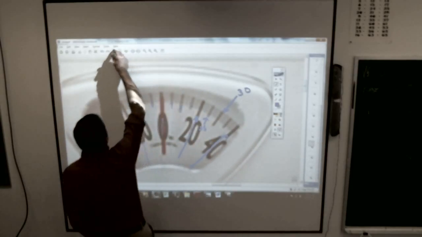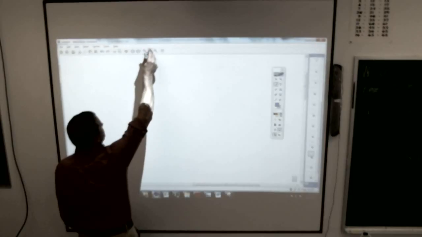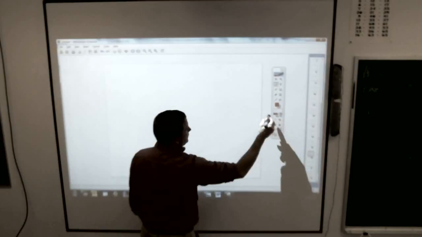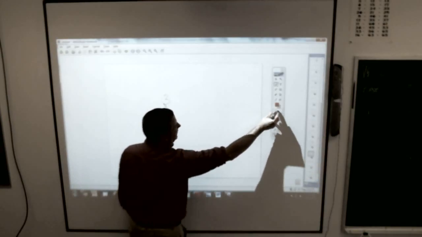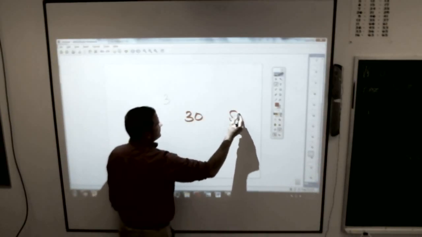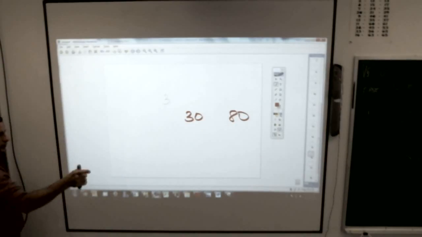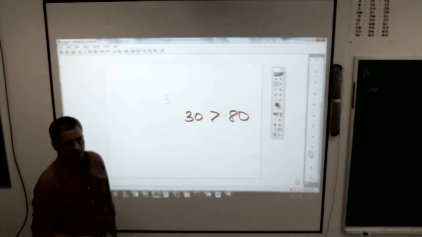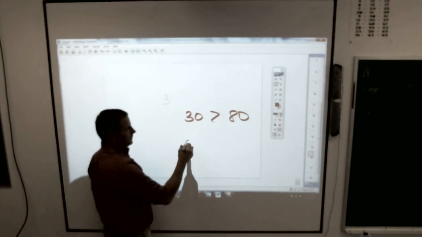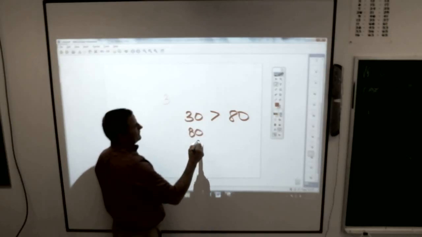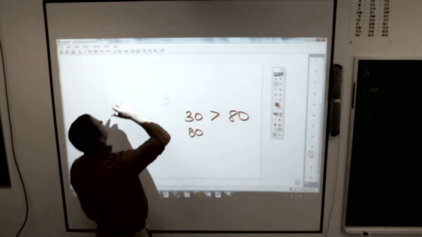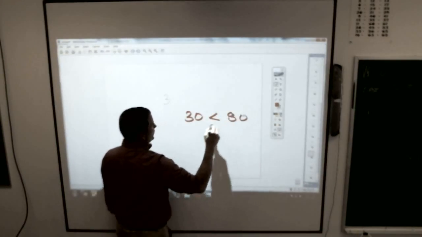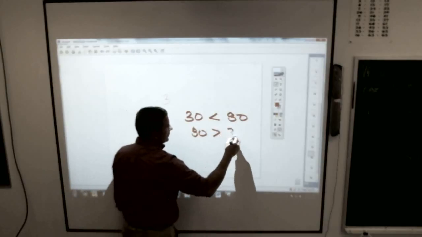So what would you do if it told you to write a comparison for those? How would you write that as a comparison? Someone want to tackle that? We got the numbers 30 and 80. Stewart? 30 is less than 80. Or, there's two options there. You could also say, Ellie, 80 is greater. Okay. 30 is less than 80, or 80 is greater than 30.